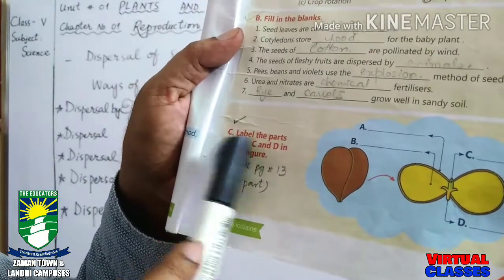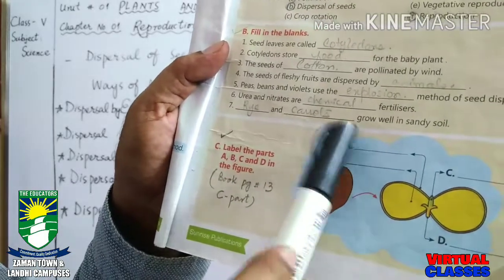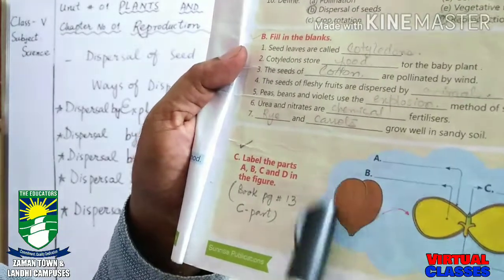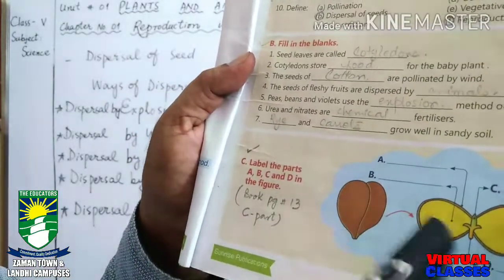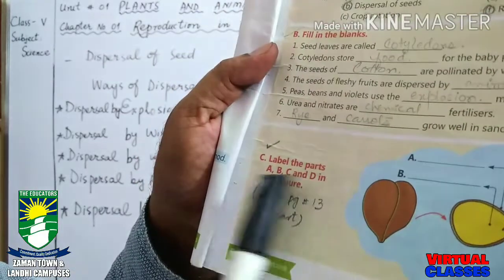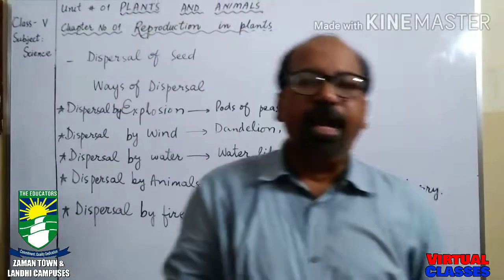You will draw this diagram in the copy and then you will label A, B, C and D part. Okay, these are already labeled in your book. You can take the help from your book. Label the part A, B, C, D in the figure and do very neat and colorful diagrams.